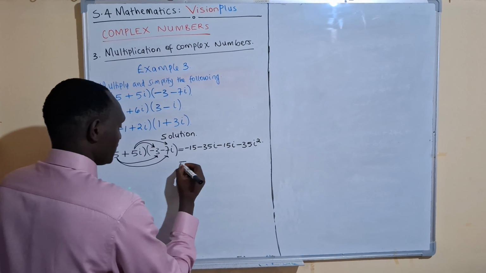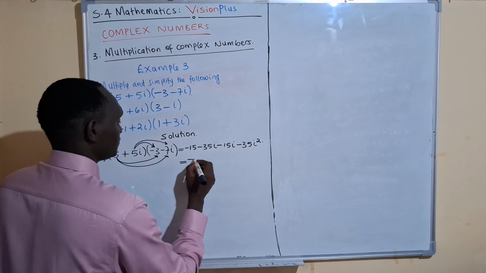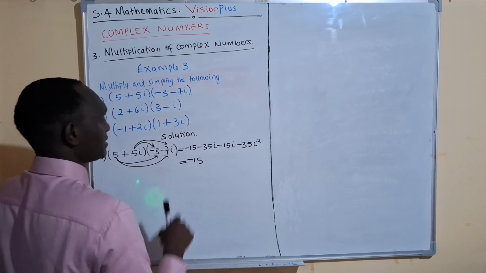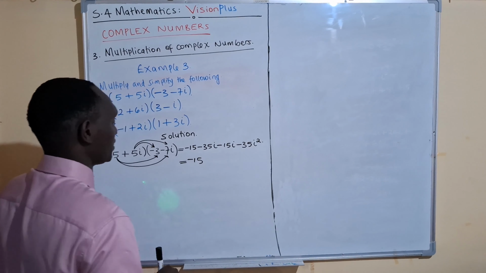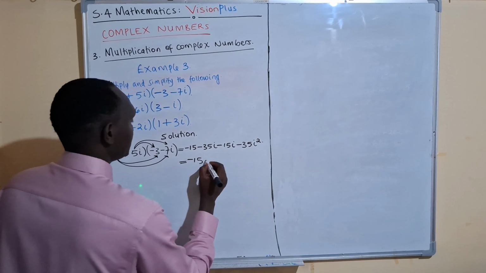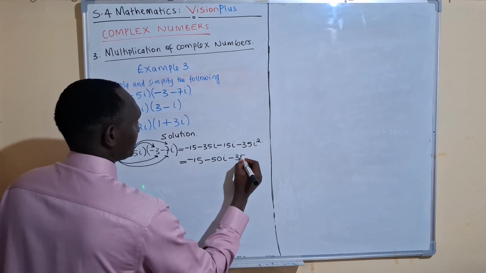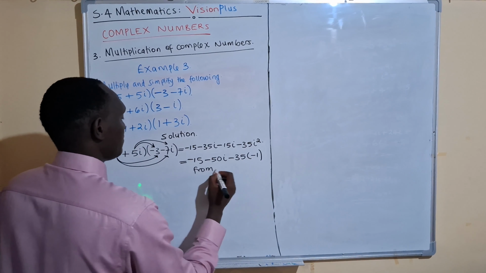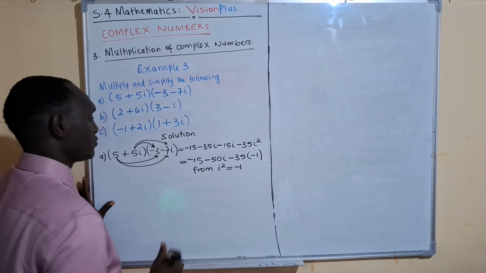Then we go on to simplify. Negative 15. What is -35i minus 15i? That is going to be -50i, minus 35i squared. But what is i squared? It's -1, simply from the property that says i squared is -1.